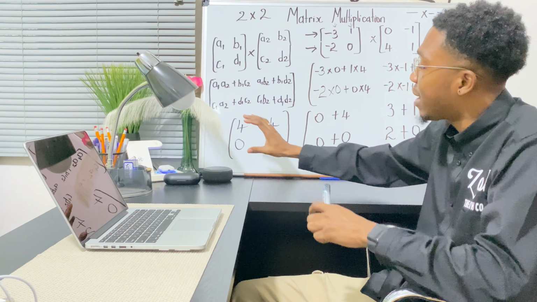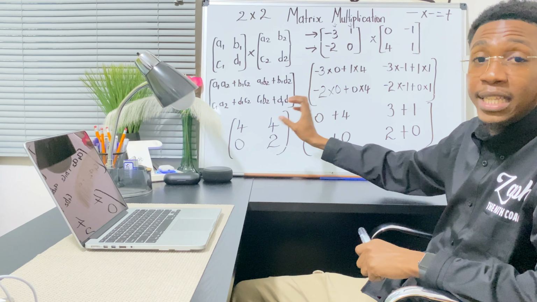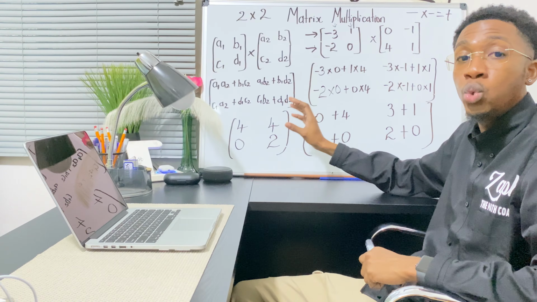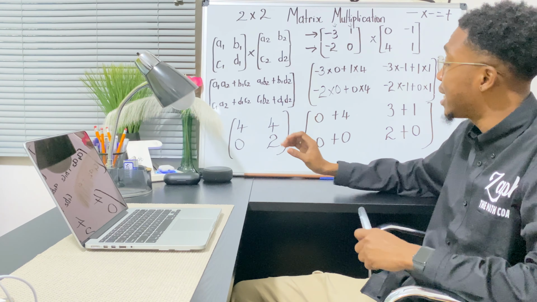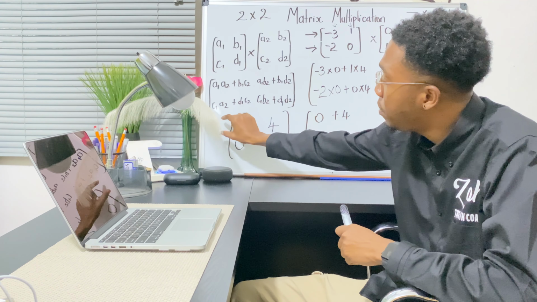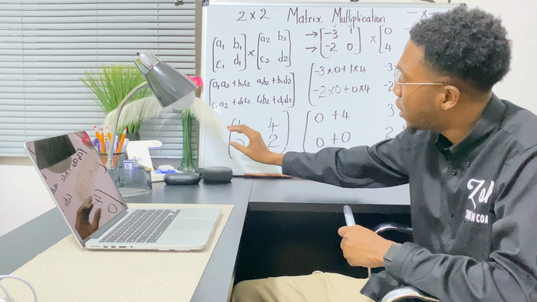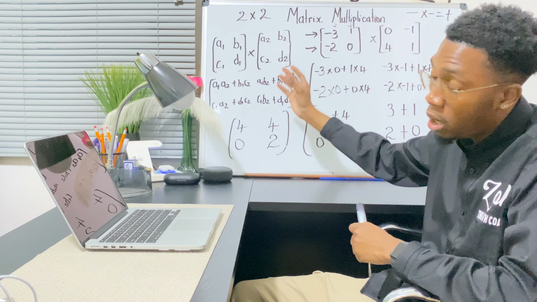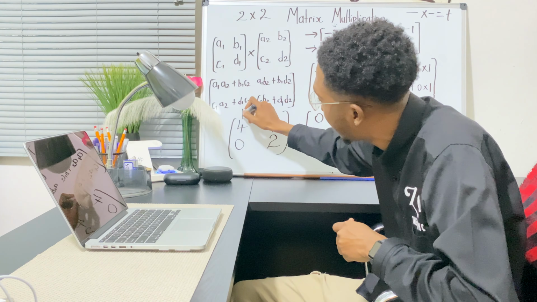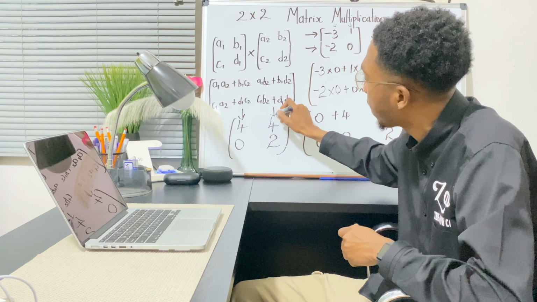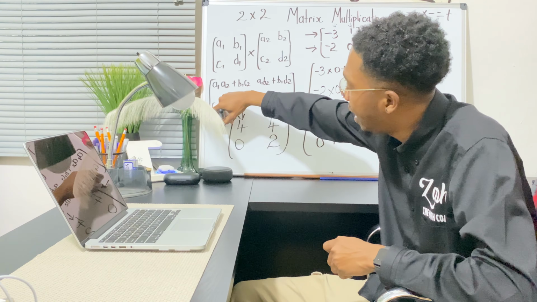Now, this right here is the answer. Yes, you still get back a 2 by 2 matrix, which is absolutely good. So we have the first row being the 4 and the 4, the second row being the 0 and the 2. The columns now, remember, these are the columns that I'm drawing the arrows with. And the rows are right here.